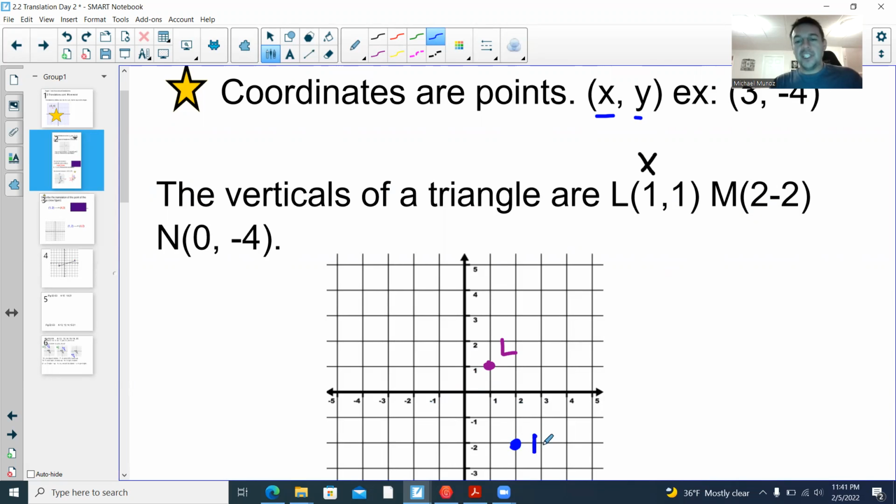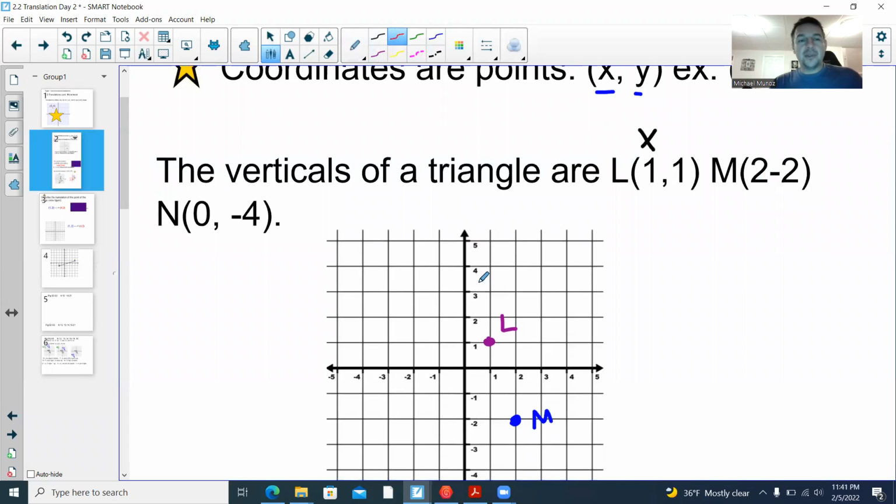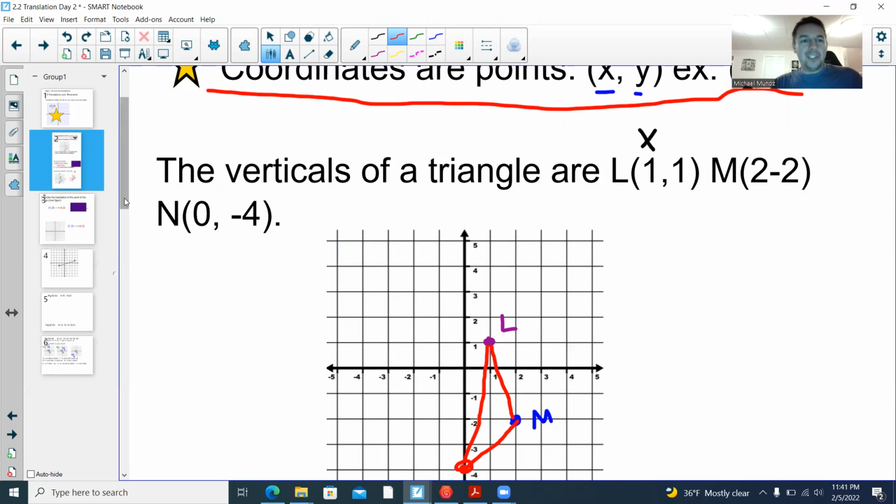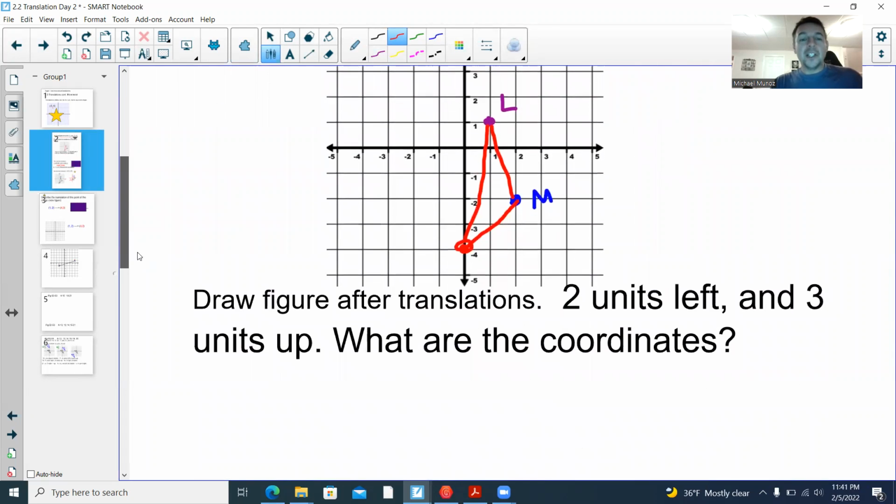So I'll do that one again. That's M, and then N says (0, -4). So 0 for an X means I'm not going forward or backwards. I'm going to stay where I'm at, and then I'm just going to go down 4. I'll make my dot down there. You're not drawing this graph, by the way. I just wanted you to write this. So now that I have my points, I could connect those lines. And I have this little triangle. It's not perfect by any means, but doesn't have to be.